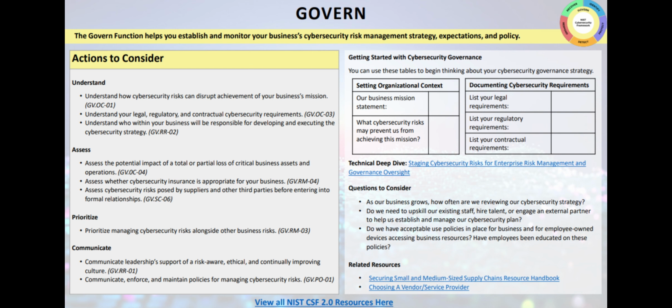Assess whether cybersecurity insurance is appropriate for your business. Assess cybersecurity risks posed by suppliers and other third parties before entering into formal relationships. Prioritize managing cybersecurity risks alongside other business risks. Communicate leadership support of a risk-aware, ethical, and continually improving culture. Communicate, enforce, and maintain policies for managing cybersecurity risk.